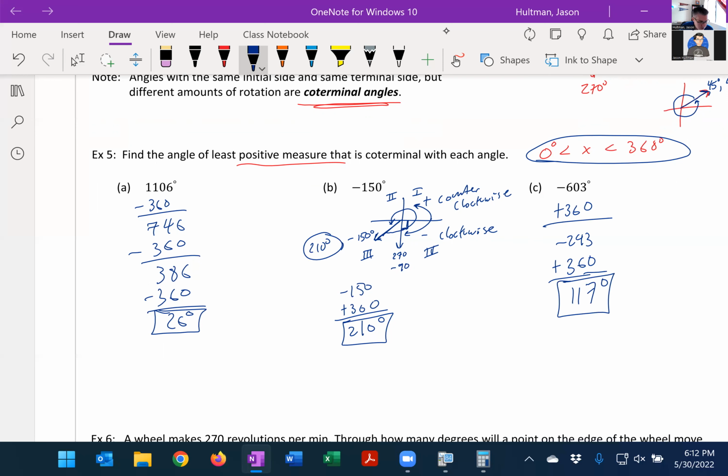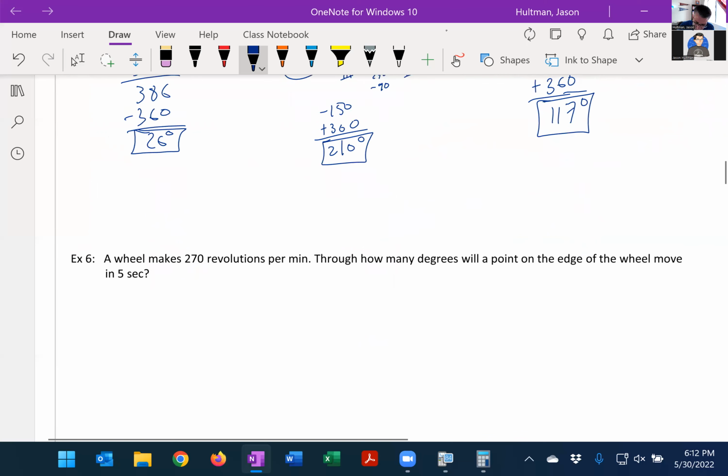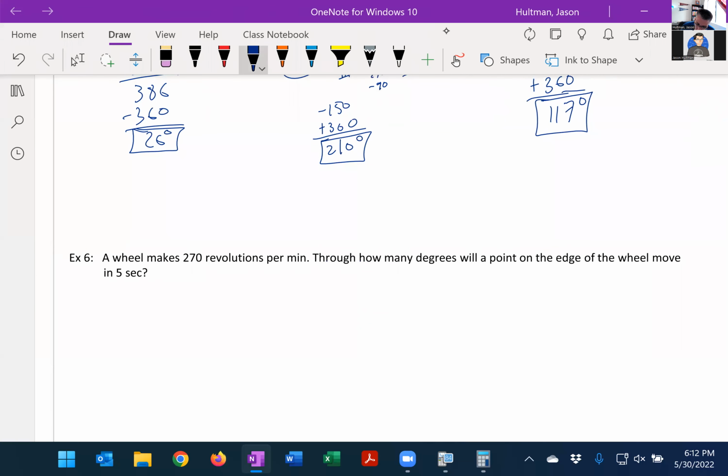Okay, let's do one last problem from this section. A wheel makes 270 revolutions per minute. So 270 revolutions for every 1 minute. And it says, how many degrees will a point on the edge of the wheel move in 5 seconds?